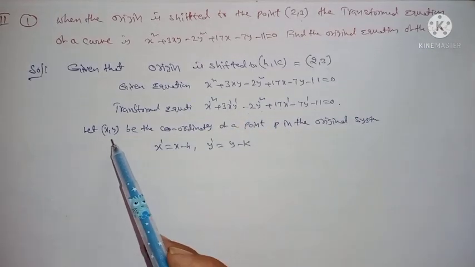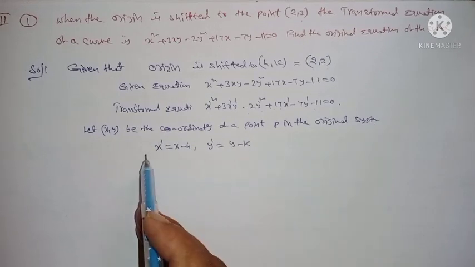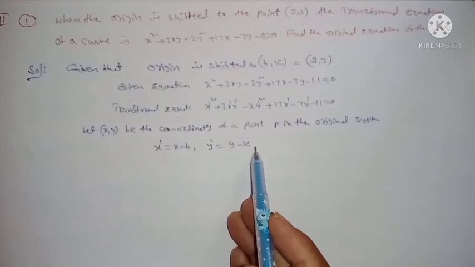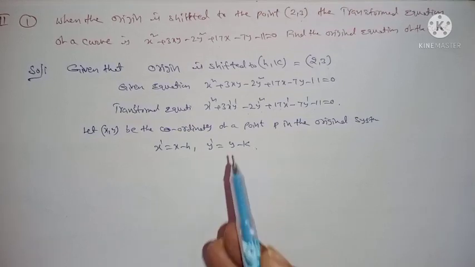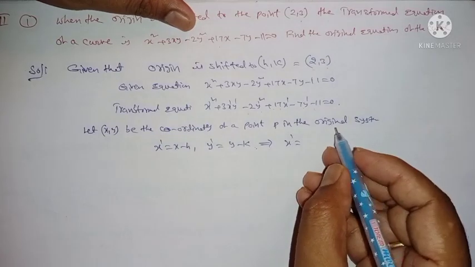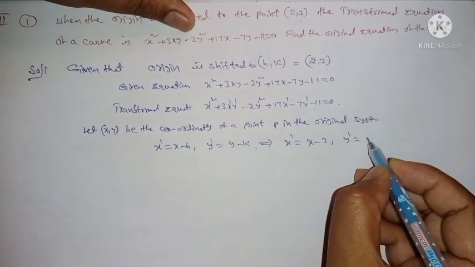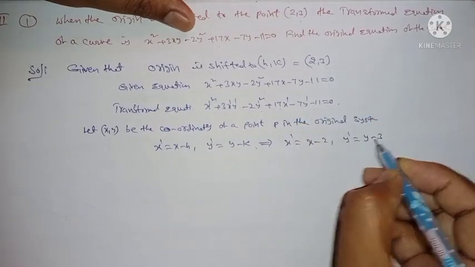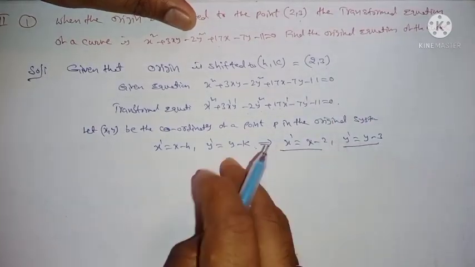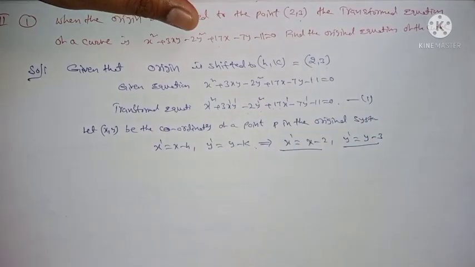Therefore, let x comma y be the coordinates of the point P in the original system. Therefore, x dash is equal to x minus h, and y dash is equal to y minus k. You can substitute the h comma k value, 2 comma 3. That implies x dash is equal to x minus 2 and y dash is equal to y minus 3. We got x dash and y dash. You can call this equation number 1. Substitute these two values.